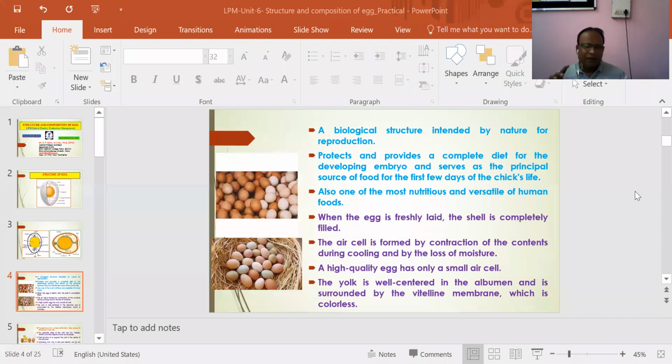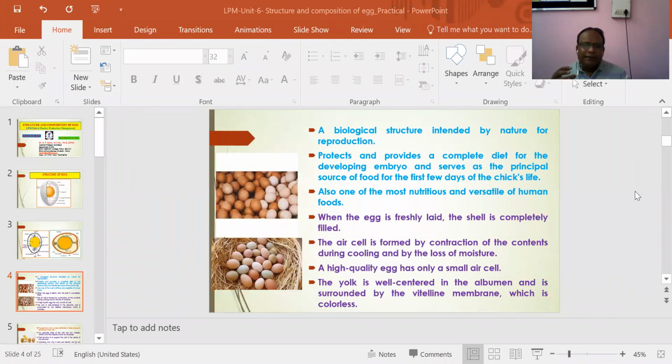How is the air cell formed in the egg? That is an old egg. As the egg is laid, there will be some period of storage. During that period, an air cell is formed at the broader end of the egg. Why? Because after laying, the content, that is albumin or yolk, shrinks and contracts, and due to this a void, a space, is created. That is the air cell.